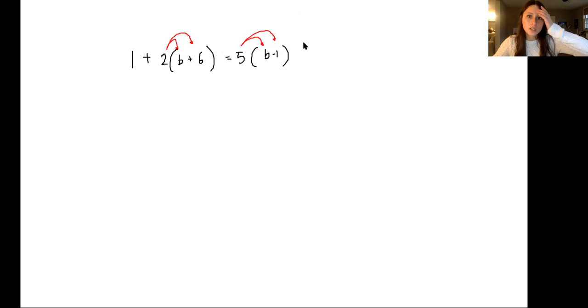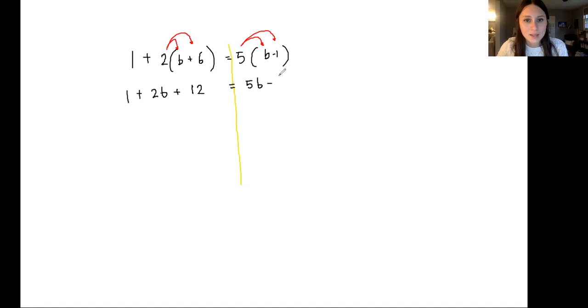So if it helps you to kind of draw a straight line separating out your left and right, please do that. Now I have 1 plus 2b plus 12 equals 5b minus 5. Right, I'm keeping my equal signs in the same column.